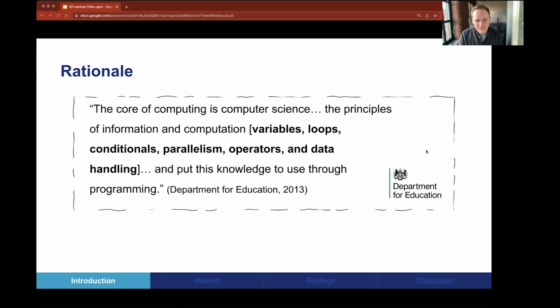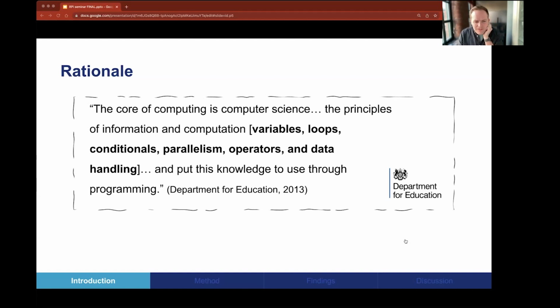If I'm just lifting a quote here from the computing curriculum: the core of computing is the principles of information and computation, variables, loops, conditionals, parallelism, operators, and data, and putting this knowledge to use. So it's quite a skilled, procedural, knowledge-based curriculum, all two pages of it.